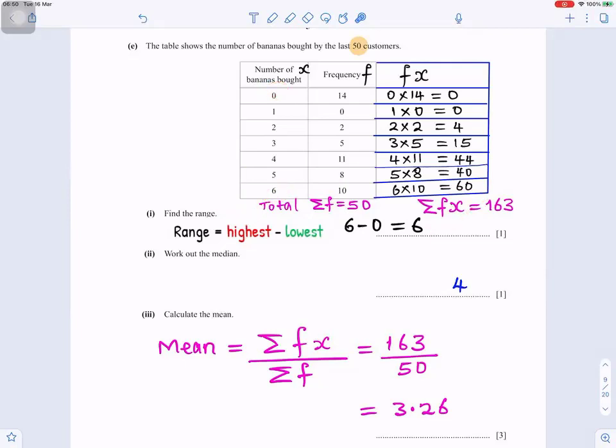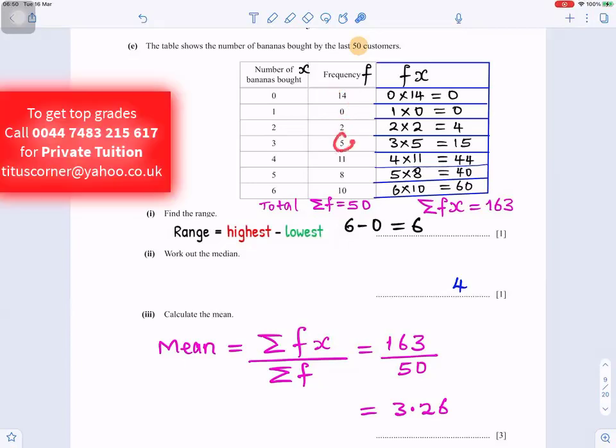Work out the median. The median is the middle value. And if there are 50 altogether, the median would be in the middle of those terms. So 14 plus 0 is 14. 14 plus 2 is 16. 16 plus 5 is 21. And 21 plus 11 will go past the 25. So the middle will be in this group. So the middle would be 4.